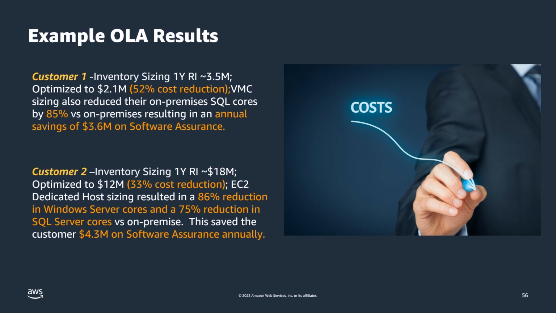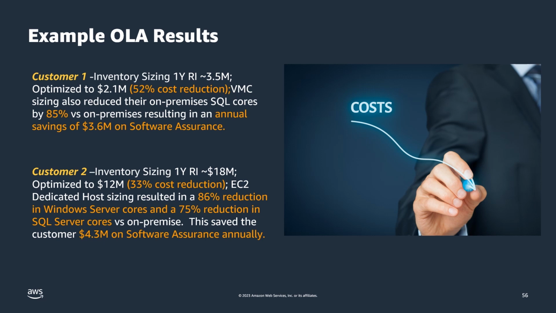Let's take a look at a couple examples. The first example is a customer looking at a one-year reserved instance cost of $3.5 million. After going through an assessment, we're able to reduce that by 52%, bring it down to $2.1 million. We were looking at VMC for this opportunity, and we were also able to reduce the number of on-prem SQL Server cores they required by 85%. That reduced their software assurance renewal by $3.6 million. So not only was this customer able to reduce the cost of deploying on AWS, they were also able to impact their software assurance renewal and lower that cost at that renewal time.